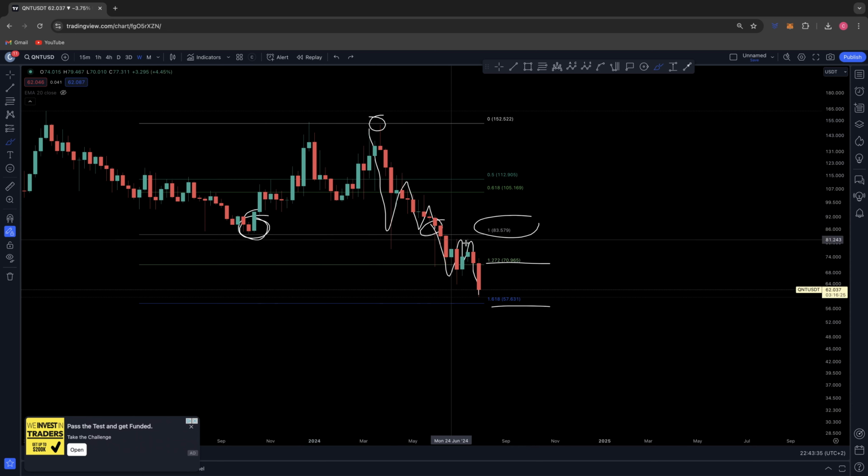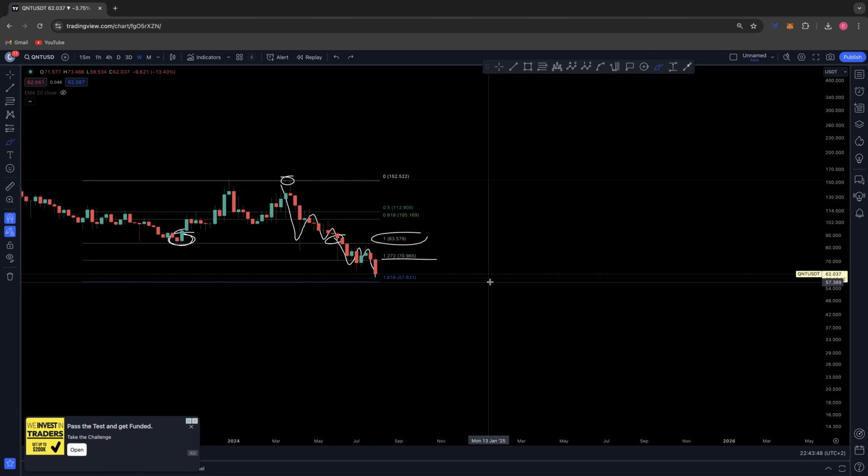We lost this low as support at $83. We lost $70 on the 1.272. So my next target is the 1.618. And this is where I expect a good, strong relief bounce for Quant. So that's it from me today, guys.